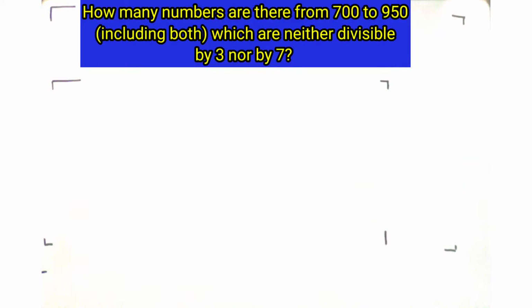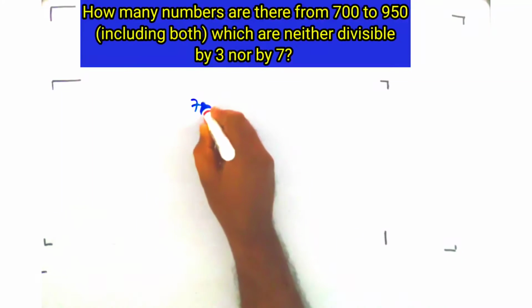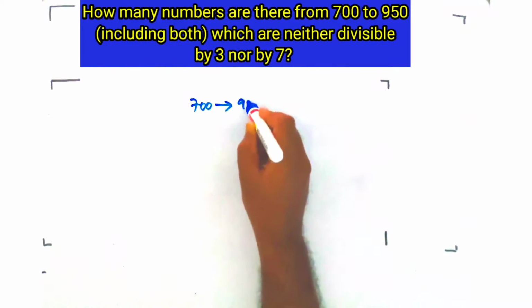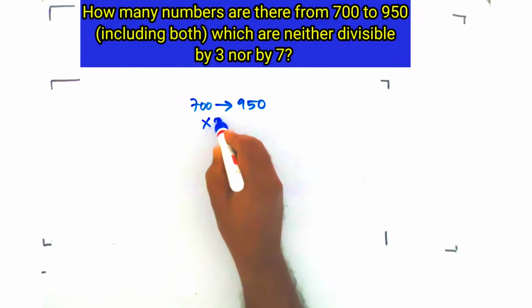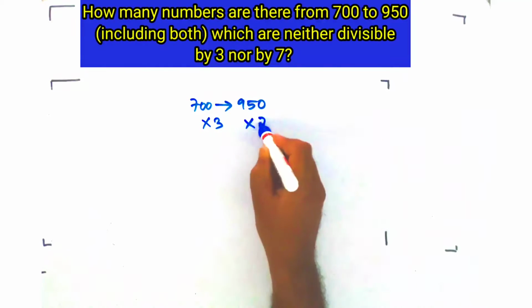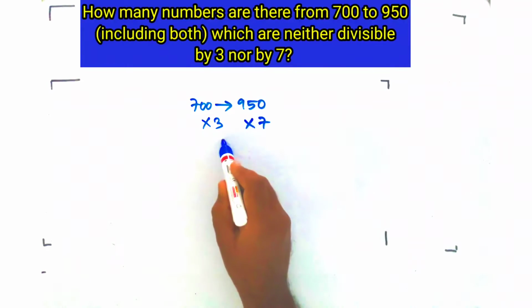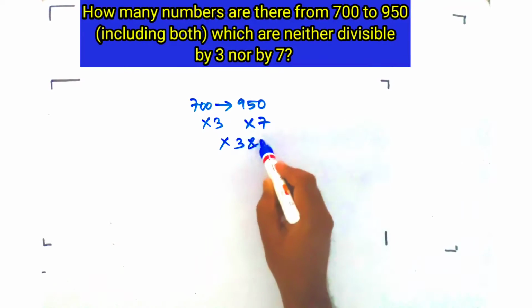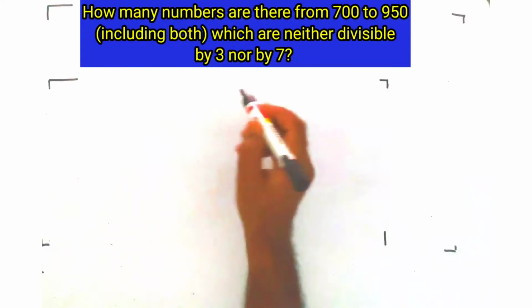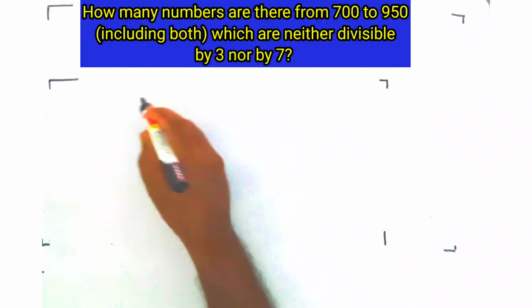Here the question to discuss is: how many numbers are there from 700 to 950 which are neither divisible by 3 nor by 7? So we have to find the number of numbers from 700 to 950 which are not divisible by 3, not divisible by 7. Or in another sense, these numbers should not be divisible by both 3 and 7. We have to follow a fast and simple method to solve this problem.